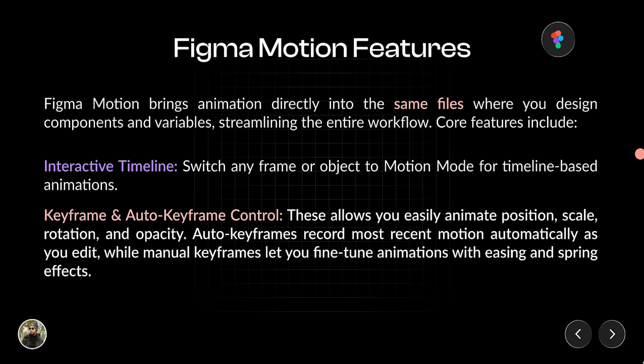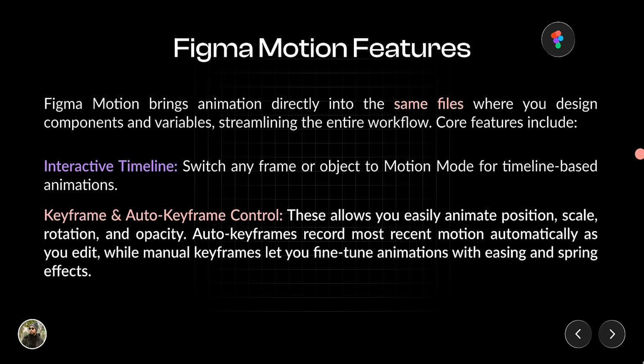Next we have Figma Motion features. Figma Motion brings animation directly into the same files where you design components and variables, streamlining the entire workflow. And in the same file you can create animations, motions and prototypes as well. So we have features like the interactive timeline, to switch any frame or object to motion mode for timeline-based animations within Figma. And secondly, we have keyframe and auto keyframe control, as we have in After Effects.